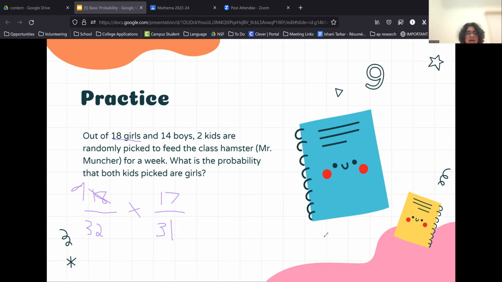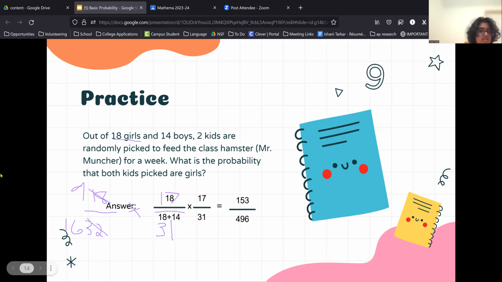18 is divisible by 2, so is 32. And that would mean we get 9/16 times 17 over 31, which is equal to 153 over 496, right?